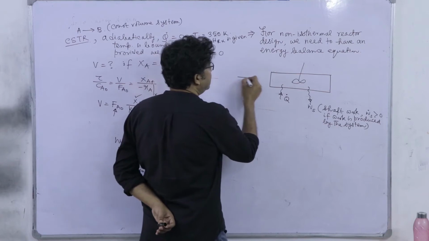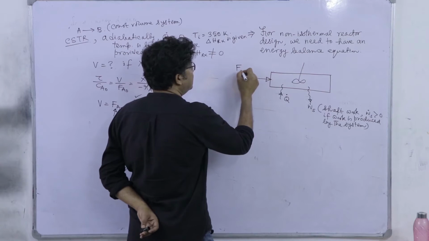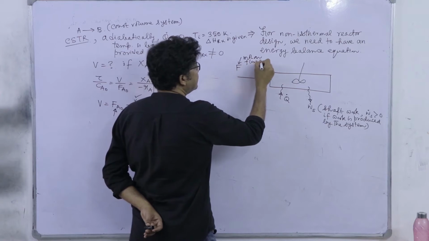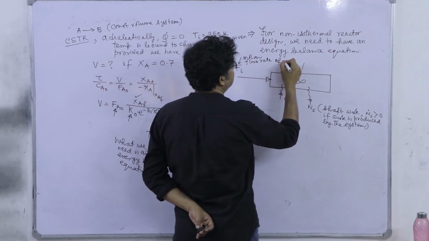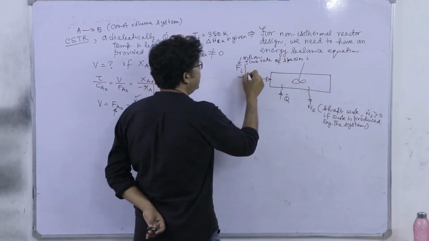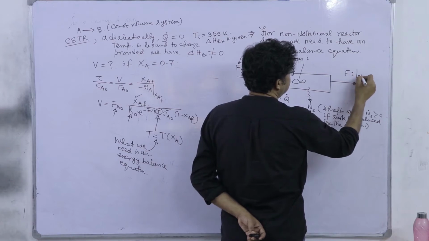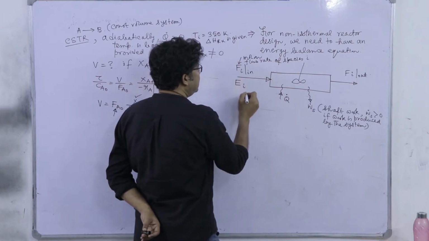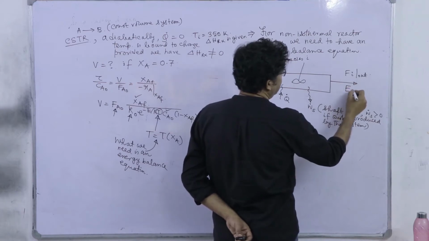Right? Now, let us say this is the molar flow rate of species i, Fi in, and here we have Fi out. Additionally, we have the energy Ei in, and here it will be Ei out.